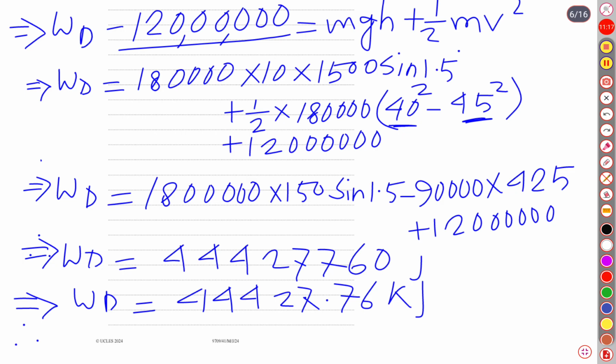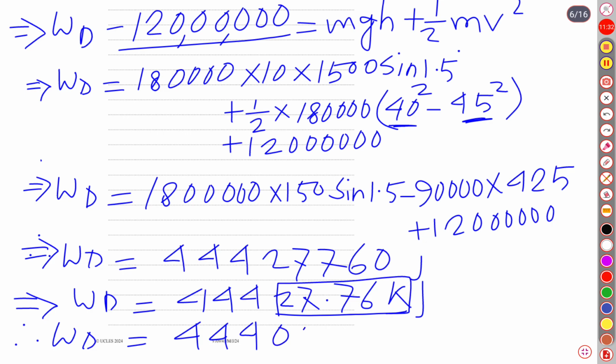Now, one more piece of information should not be forgotten: we should express any quantity in three significant figures. So work done by driving force is equal to triple four. Now, these are the three significant figures. What about this? As this is less than 5, it will be just 0. How many zeros? Two zeros. So triple four, and that means 44,400 kilojoule. I think you have got this answer.